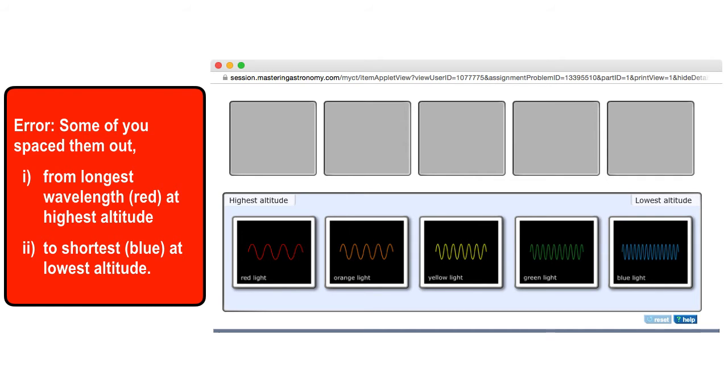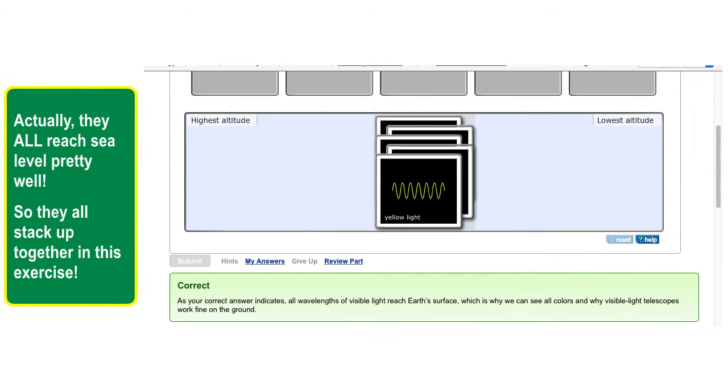Some of you got it correct on the first one. The real idea is that if we can see any color here on the surface, I mean, we're basically at sea level, right? If you're outside in the sunlight and you can see any colors whatsoever, that means that those colors make it to sea level from the Sun. And so really what you had to have on that particular problem was a stack.